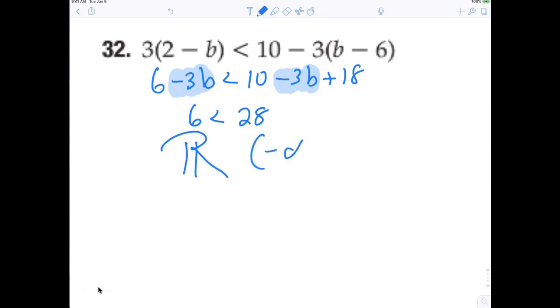Or if we're writing in interval notation, we just say from negative infinity to infinity. All right? You need to know both of those. You need to know both.